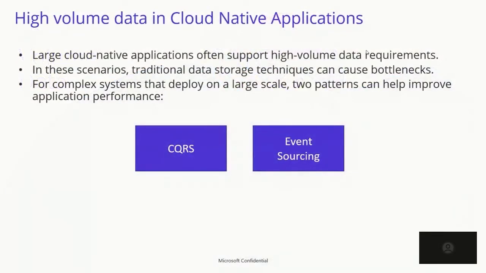So we have these scenarios where we may have high volume data in cloud native applications. These large microservice cloud native apps often support high volume data requirements. You've got to be careful because sometimes traditional data storage techniques can cause bottlenecks. But for complex systems that deploy on a large scale, we're going to look at a pattern called CQRS to help with that.